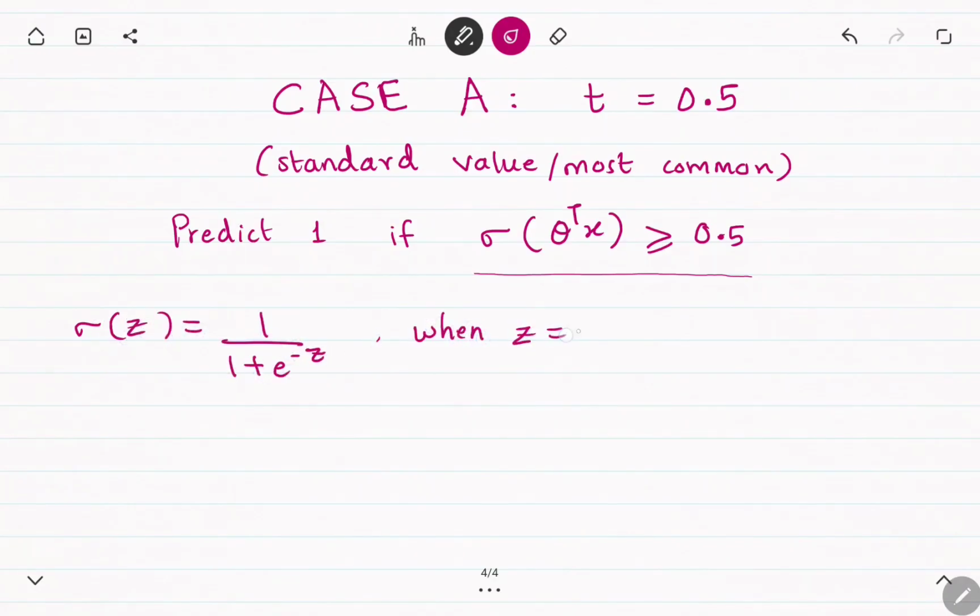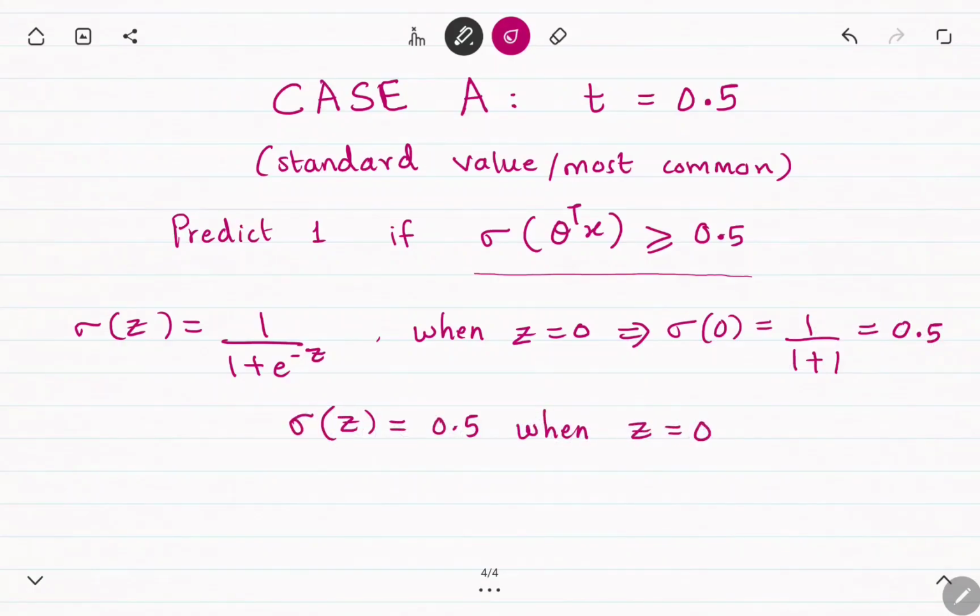Now we use a key fact about the sigmoid. The sigmoid equals 0.5 exactly when its input is 0. And the sigmoid is an increasing function. So sigmoid is greater than or equal to 0.5 exactly when the input is greater than or equal to 0.